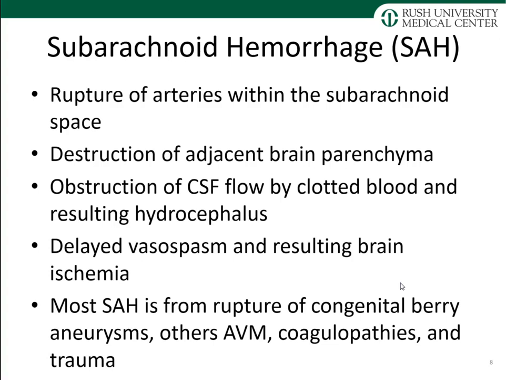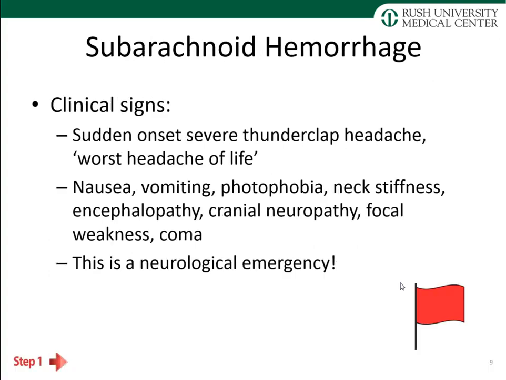So you can start with a subarachnoid hemorrhage, have vasospasm of a vessel, and then have an ischemic stroke on top of that. So you can see why this is going to be quite serious if this occurs in your patient. Most subarachnoid hemorrhage is from the rupture of congenital berry aneurysms, although you can get subarachnoid bleeding from arteriovenous malformations, coagulopathies, or trauma.